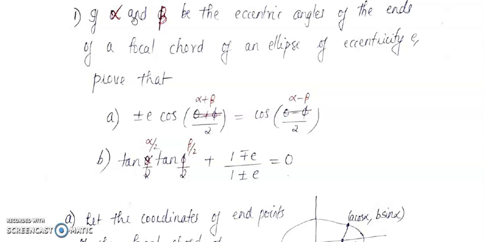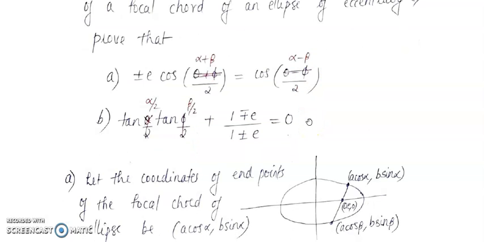So the focal chord will meet the ellipse at two points, and the eccentric angles corresponding to those points are alpha and beta. If we know the eccentric angles, you can write the parametric representation of those coordinates. So that will be (a cos alpha, b sin alpha) and (a cos beta, b sin beta). Using those coordinates, we will go into the proof of this identity.